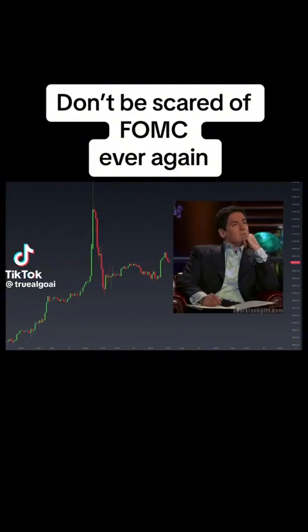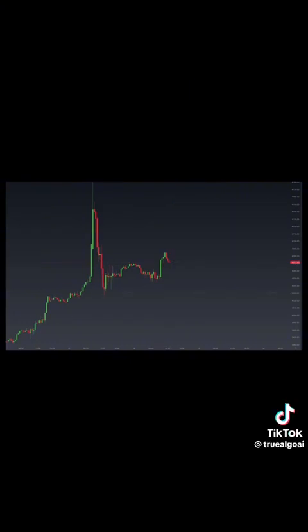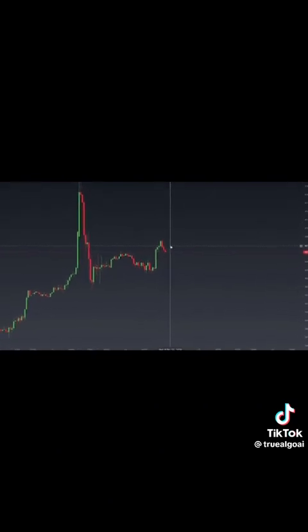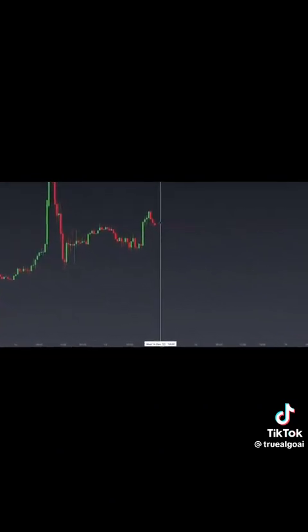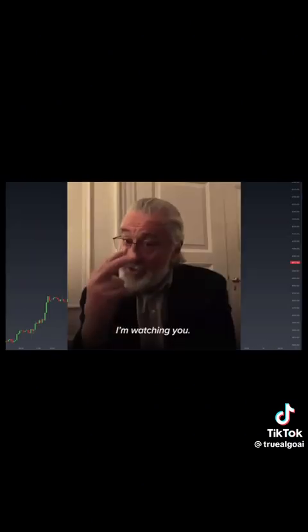This is how the markets really perceive FOMC and how you can trade it. So check this out. First things first, you want to make sure on your chart you put a vertical line at 2 p.m. Eastern Standard Time, because this is when FOMC releases. Next thing, make sure that you're on a 30-minute time frame. You have to be on a 30-minute time frame.